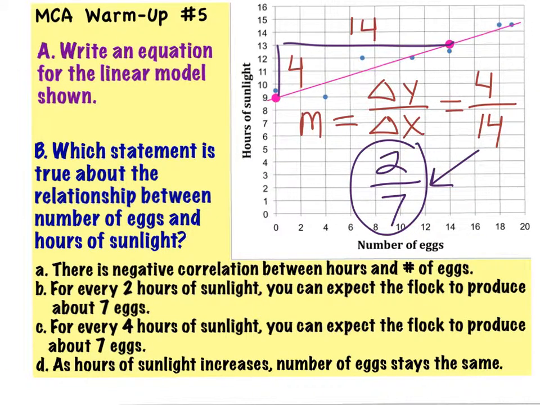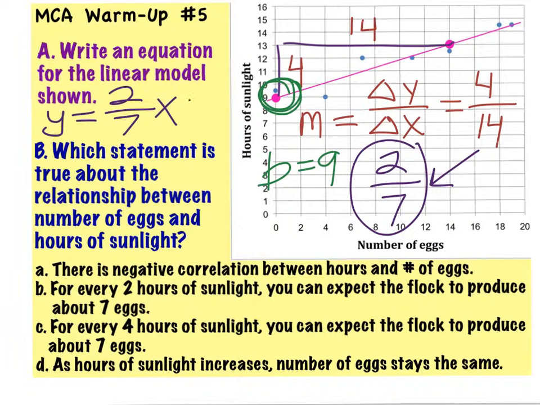The y-intercept is just the point where our line crosses the y-axis. And that's right there at the point (0, 9). So our y-intercept, our b value, is 9. And that makes our equation y equals 2/7 x plus 9.